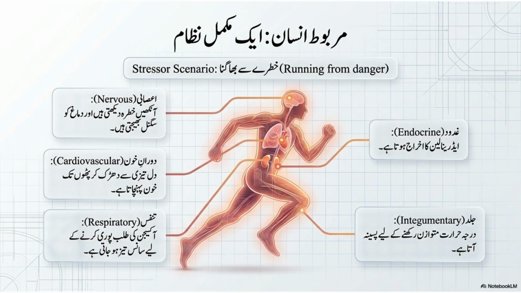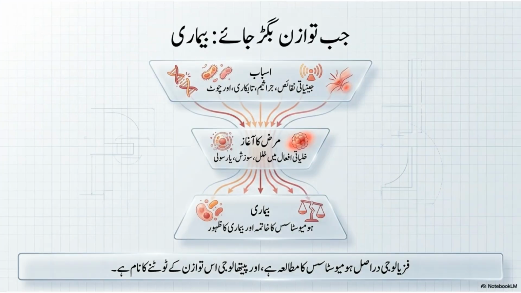In complex scenarios, such as running from danger, all body systems work in harmony to sense the threat, increase heart rate, and provide energy for the response. When homeostasis fails, disease occurs. Physiology is the study of how the body maintains this balance, and pathology is the study of what happens when that balance breaks down.